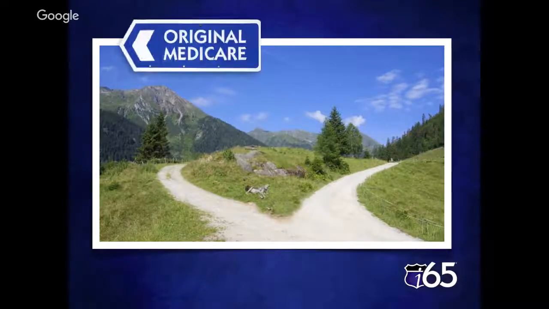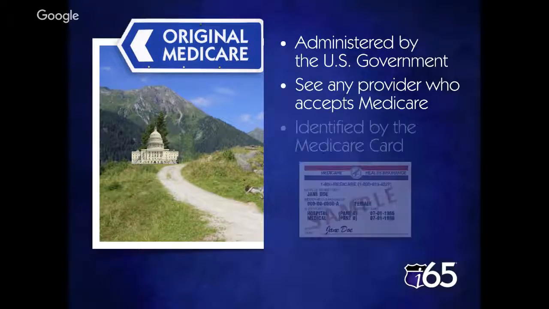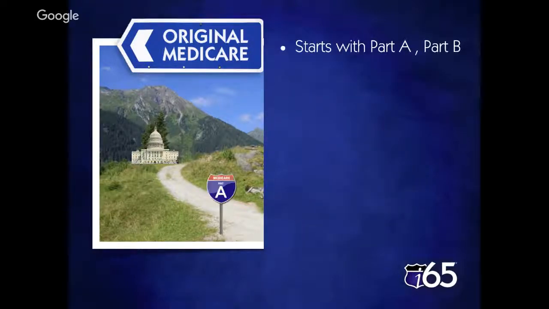So let's talk about original Medicare real quick. This is Medicare that is administered by the U.S. government. The government is essentially in charge when you choose this path. Head down this path and you can essentially see any provider who accepts Medicare. There are no networks. So when you visit the doctor, you're going to pull out your Medicare card. This path always starts with a person enrolling in Part A hospital insurance and Part B medical insurance. Technically, you could stop right here and say, I'm enrolled in Medicare, done.